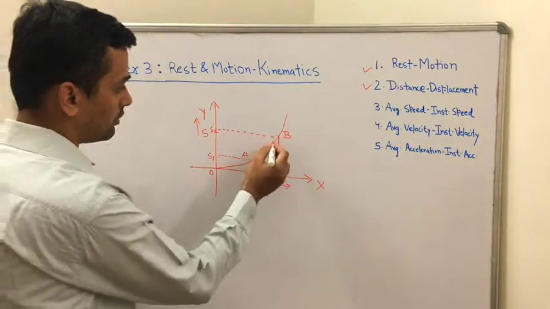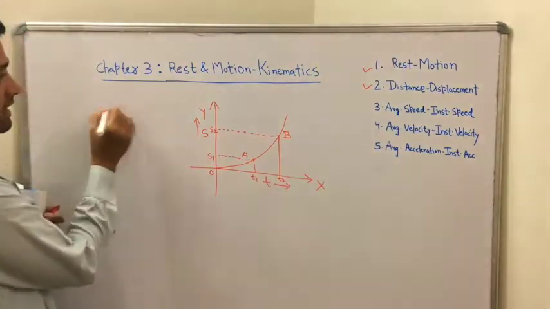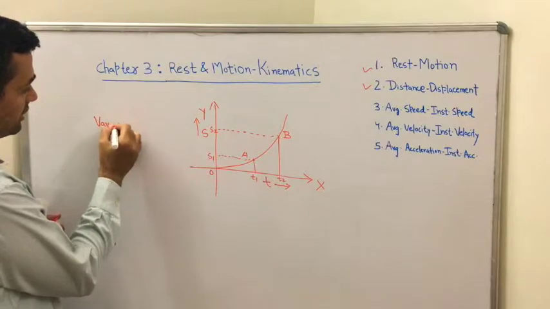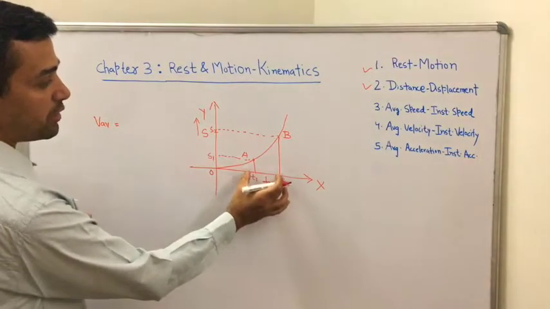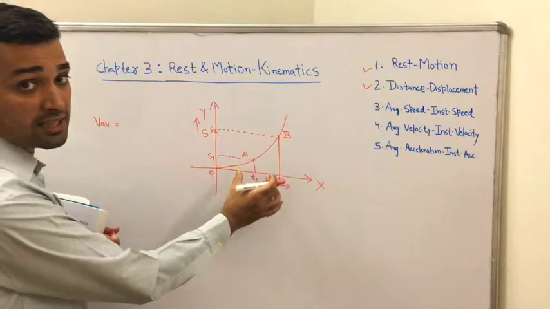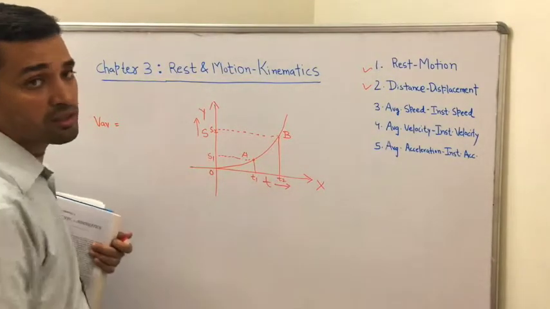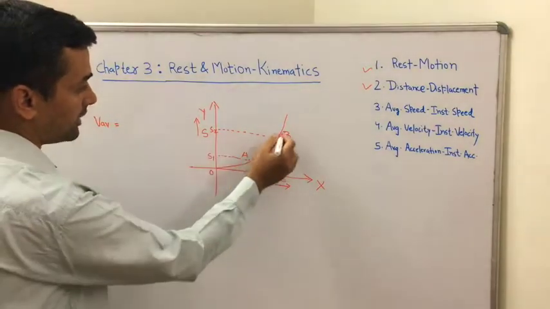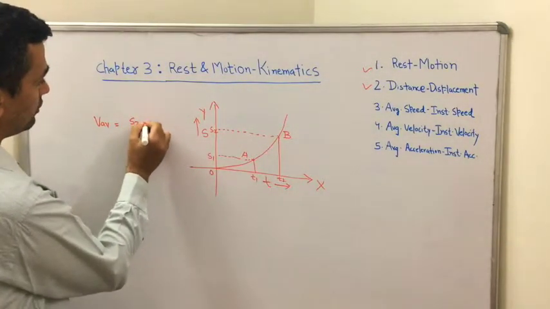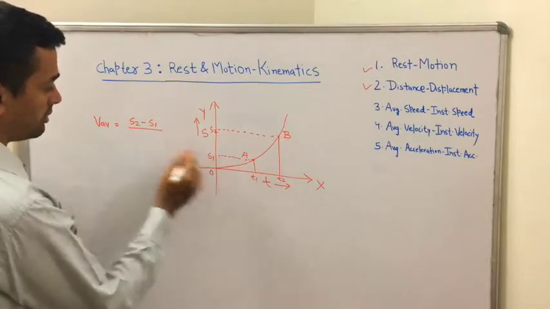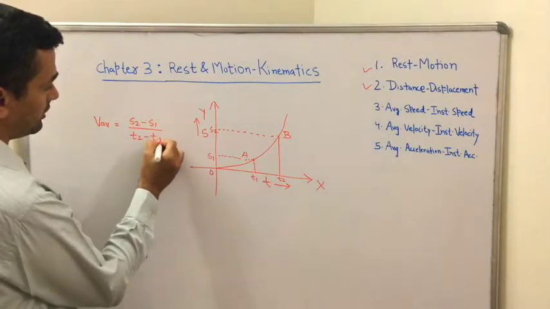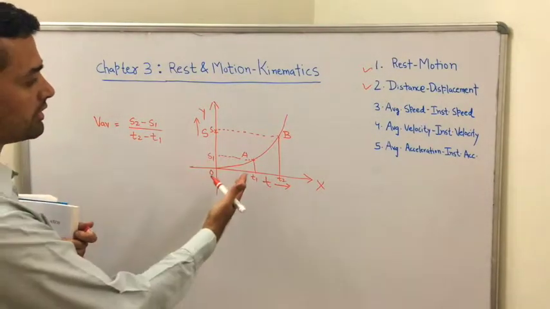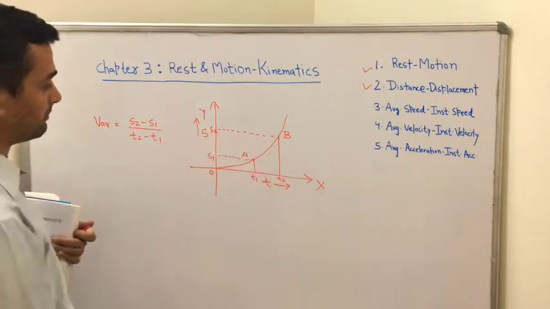So now what is the average speed? Average speed, or V average, is given by the total distance covered by the body in a particular time. So what will be the total distance covered by the body from A to B? It is S2 minus S1 upon T2 minus T1. This is pretty simple. So this is the average speed of the body between A and B.